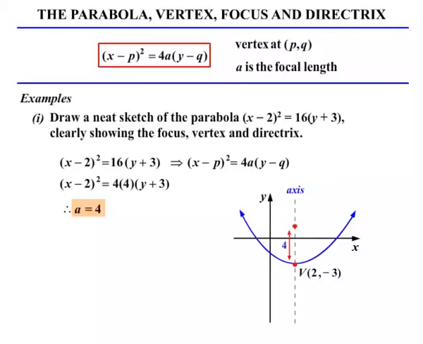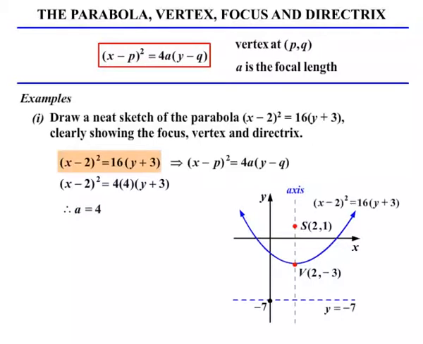Now, have a bit of a think. You've gone up 4. It will be (2, 1). The x coordinate is still 2, but in terms of y, we've gone from minus 3 up 4. That's why we're getting 1. We go down 4 as well. And so in terms of y, the vertex is at minus 3, we're going down 4. That would be minus 7. And the equation of the directrix is y equals minus 7. Last step, let's just write down the equation on the graph.